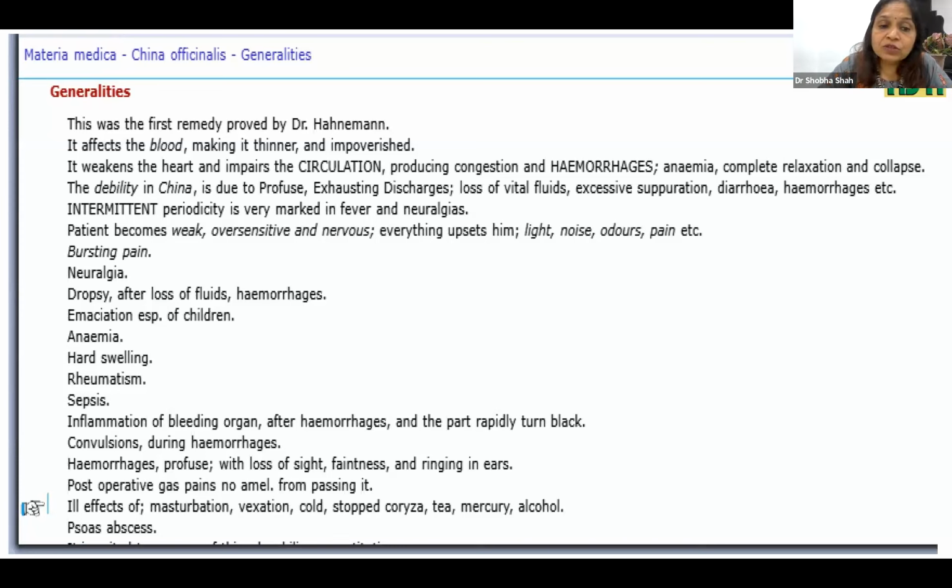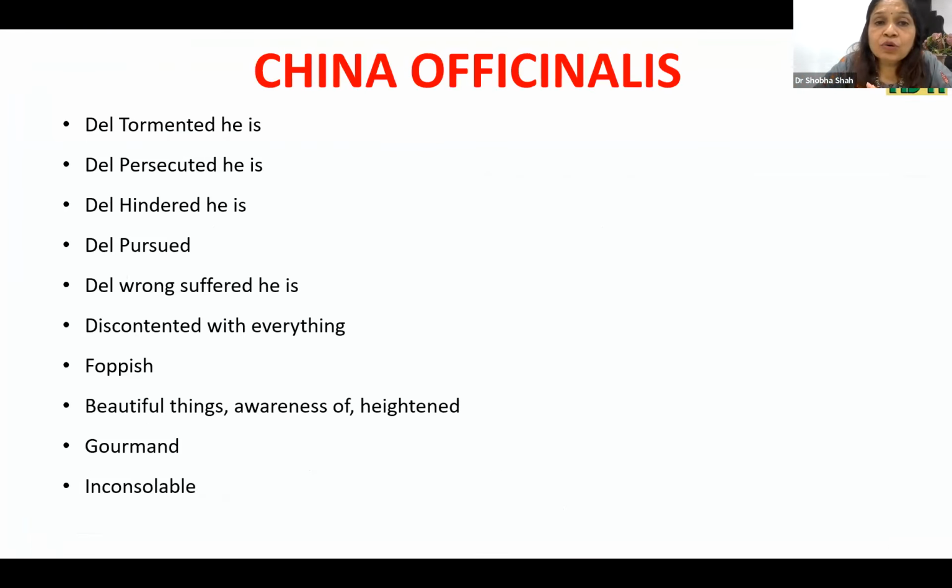So post-operative also gas, it is there, or otherwise if patients of China have this gas and the GI complaints, then also you can think about China. So friends, see what is China. What I have understood is that there is a lot of torment. For delusion tormented there are only two remedies, China and Lycinum.